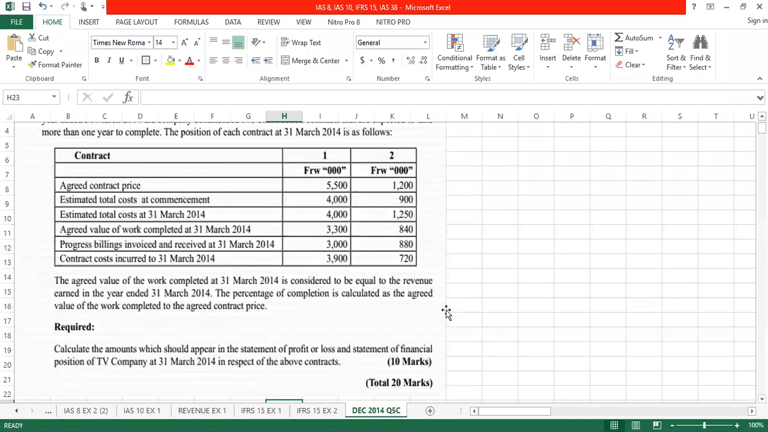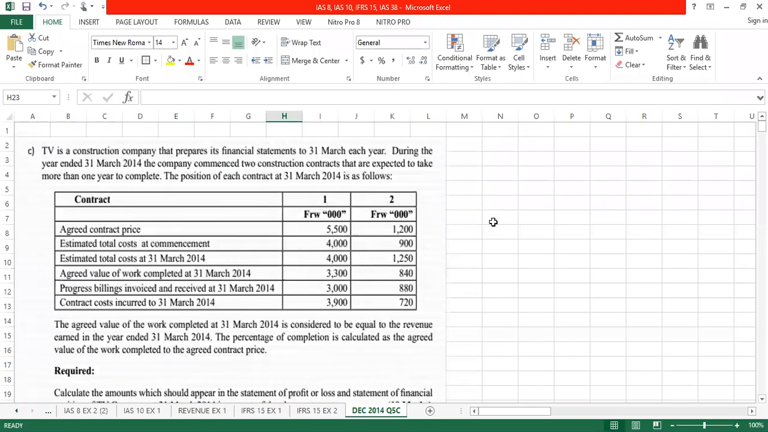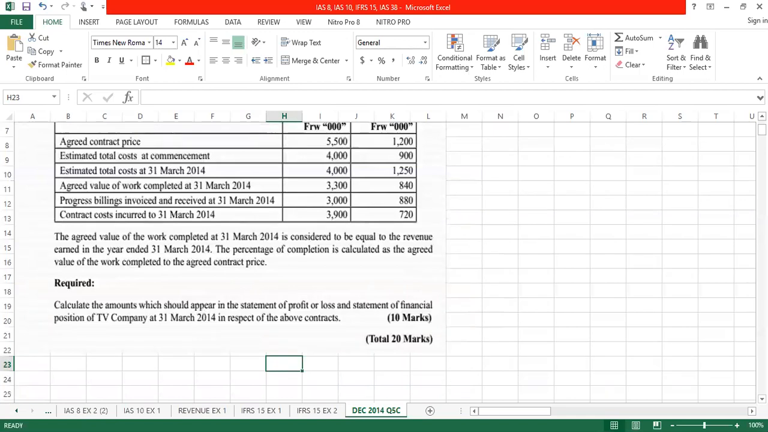Let us read this question. You see if it is doable or not. So read what the question is asking you. This is December 2014, question 5C. Calculate the amount which should appear in the statement of profit or loss and the statement of financial position of TV company on which date? 31st March 2014.